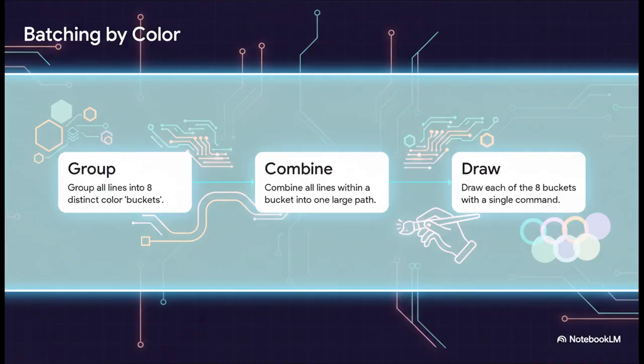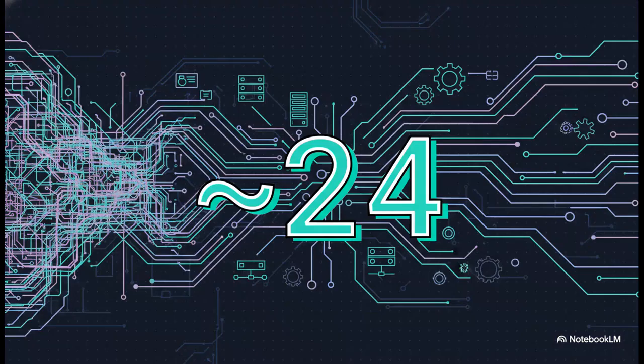The solution? Oh, it's so smart and simple. It's called batching. Instead of that chaotic back and forth, the engineers basically told the painter, hey, just find all the lines that need to be light blue, group them all together into one big shape, and just paint that whole thing in one shot. They created these buckets for each of the 8 main colors and just fired them off one by one. And the result of this simple change? Well, they went from over 7,000 draw calls all the way down to about 24. And no, that is not a typo.